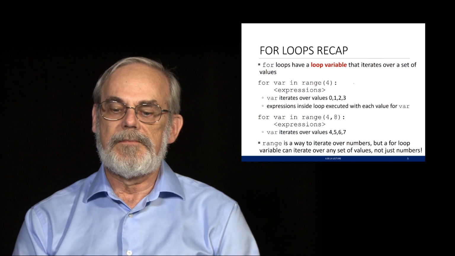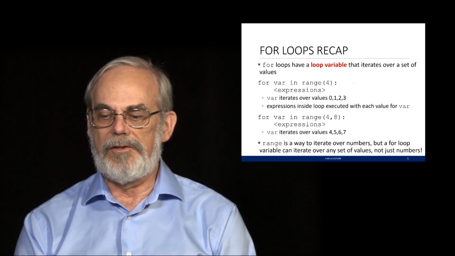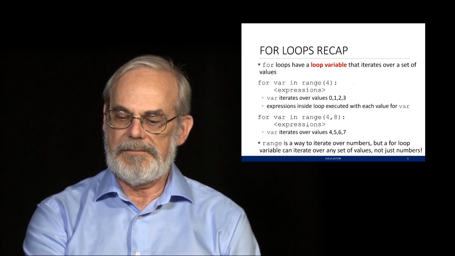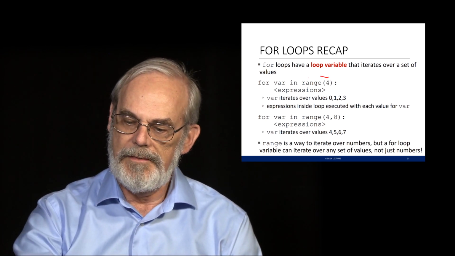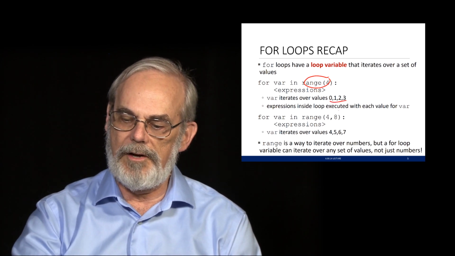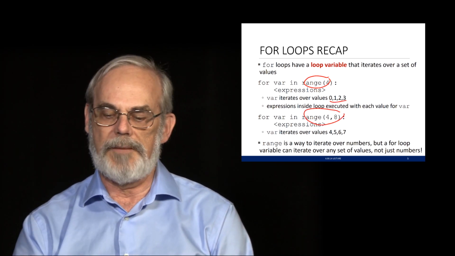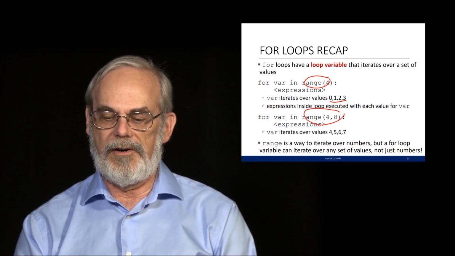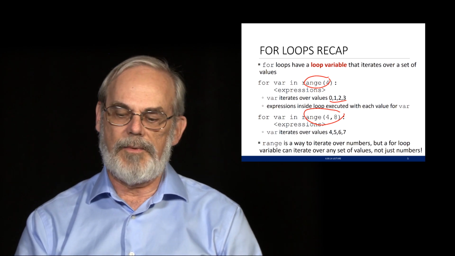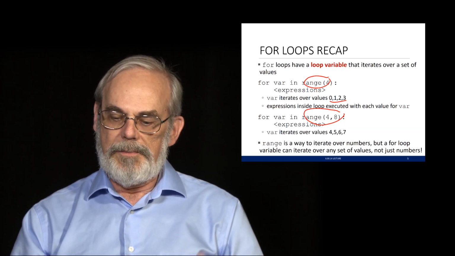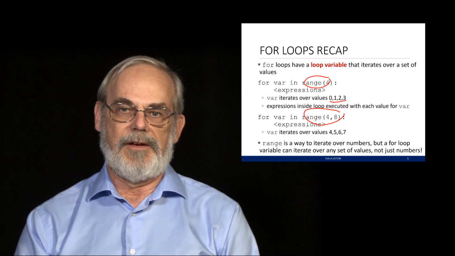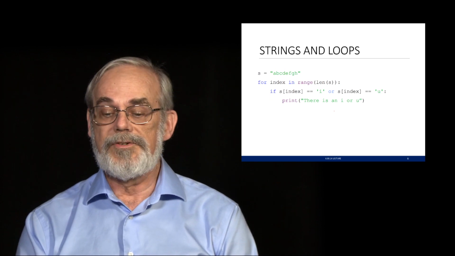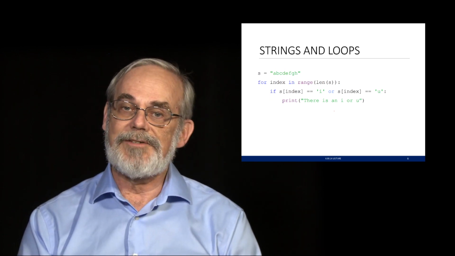Finally, remember for loops, the quick recap: we have that idea of having a loop variable that iterates over a set of values. And we can either do that with simple things like the range shown here, which is going to go from 0 up to 4, but I could also do it starting at 4, going up to 8. Expressions inside the loop are going to be executed for each value of the variable that I use. And so range is a nice way to iterate over numbers, but a for loop variable can iterate over any set of values, not just numbers. And so, for example, I could loop over strings. That sounds kind of neat.